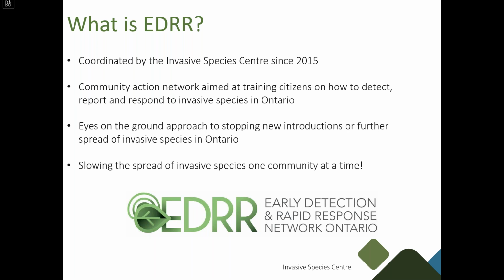The idea here is it's a community action network that's aimed at training citizens of Ontario on how to detect, report, and respond to invasive species in Ontario. It's an eyes-on-the-ground approach to stopping new introductions or to inhibiting further spread of invasive species throughout the province. And it's this idea of slowing the spread of invasive species by targeting one community at a time.